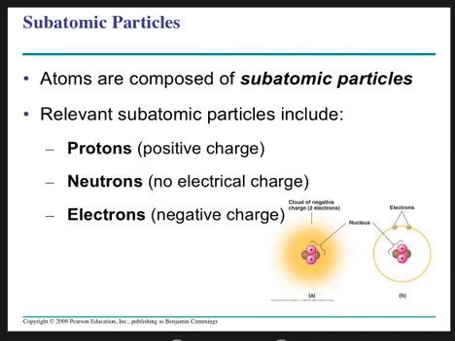Okay, subatomic particles. Remember I said we could break down atoms further? Well, we can. We can break them down into subatomic particles. We have 3 that we're going to talk about that are relevant to what we need to know, and those are protons, neutrons, and electrons. You need to know those. You need to know that protons are positively charged, neutrons are neutral with no charge, and electrons are negatively charged.